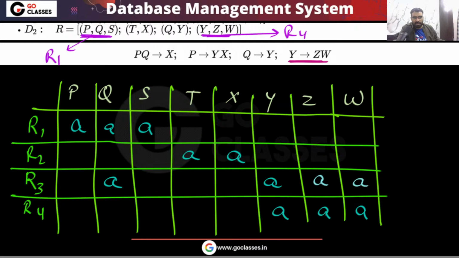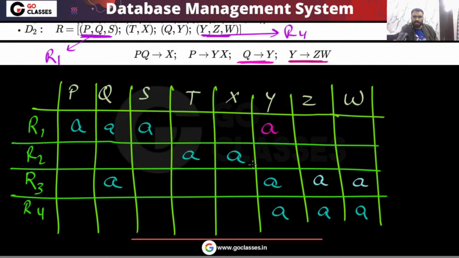Very simple, right? Okay, now let's apply the next FD. For example, next I can apply Q determining Y. It means two tuples, if they have the same Q value, they must have the same Y value. Yes or no? Now you can notice these tuples have the same Q value, so they must have the same Y value. So you can see this value also will be a, so I will put a here.